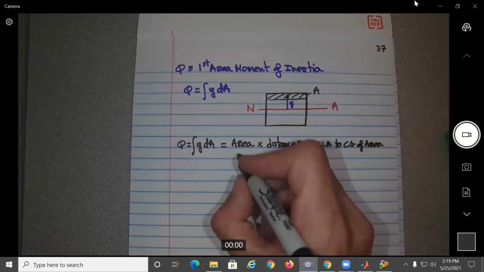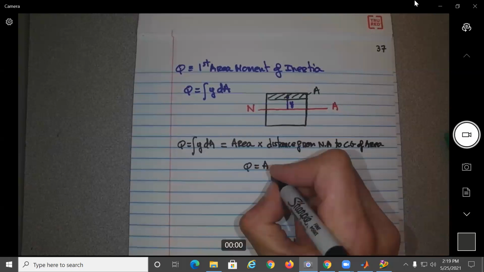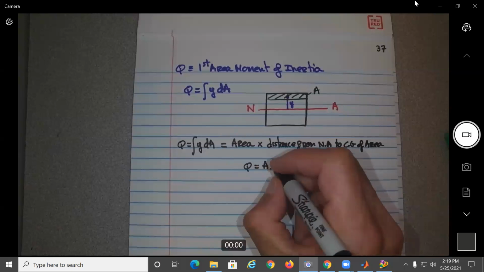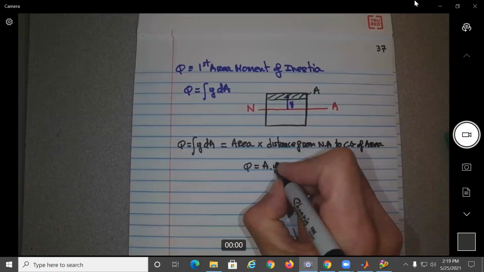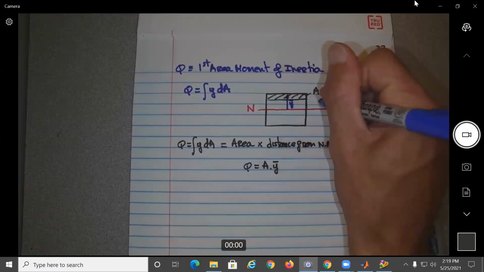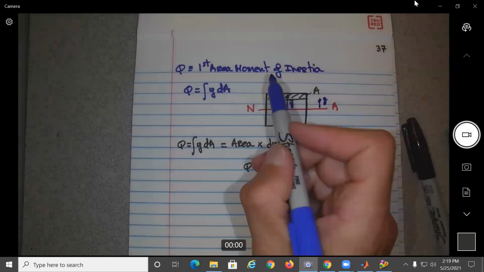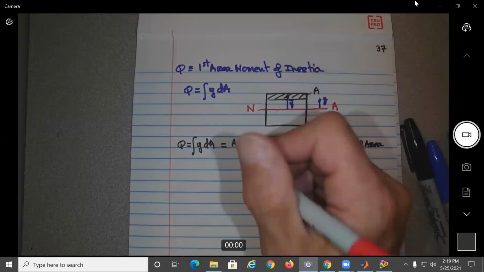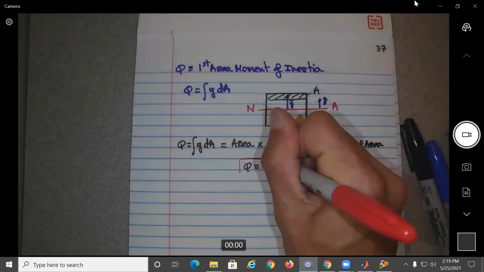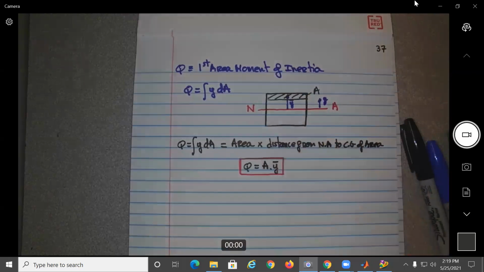Okay, or if you want, Q will be equal to area times Y bar. If you want to call it this one, let's call this one then Y bar, and this will be Y. So this is Y bar over here. And I'm pretty sure this is the way you calculate the Q in solid mechanics.